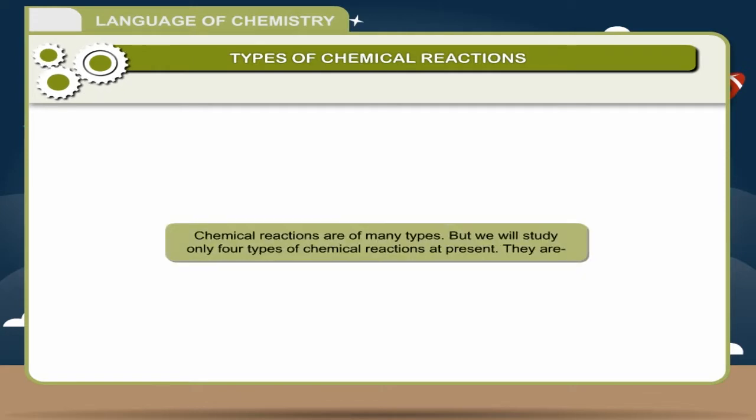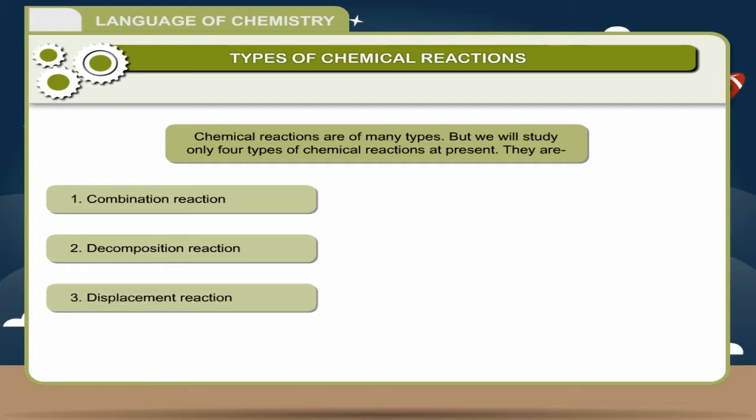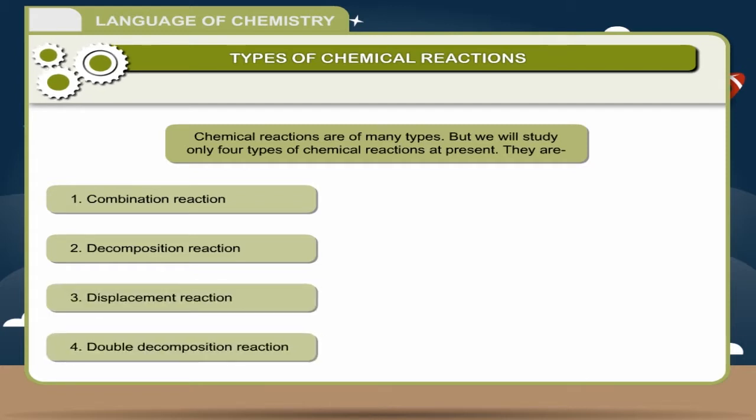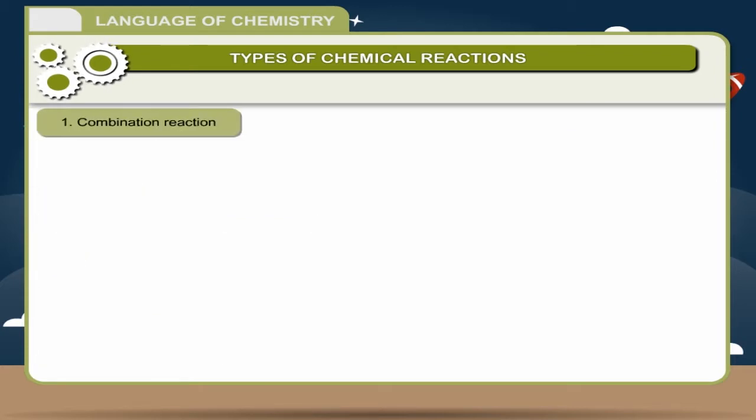Types of chemical reactions. Chemical reactions are of many types, but we will study only 4 types of chemical reactions at present. They are combination reaction, decomposition reaction, displacement reaction, double decomposition reaction.